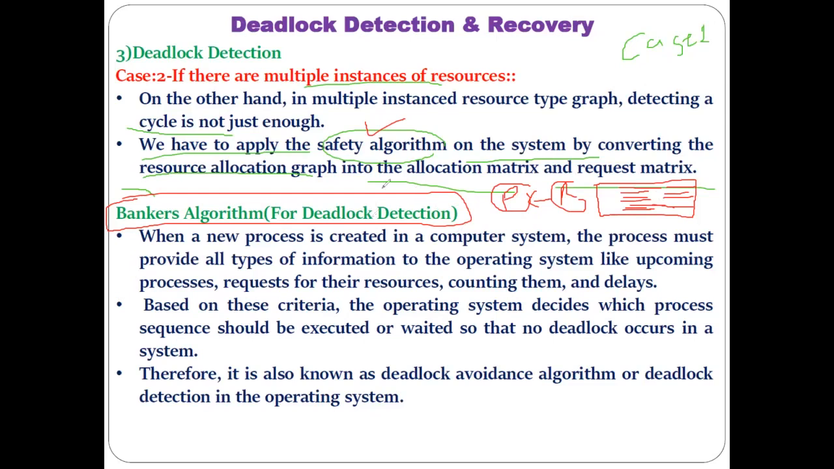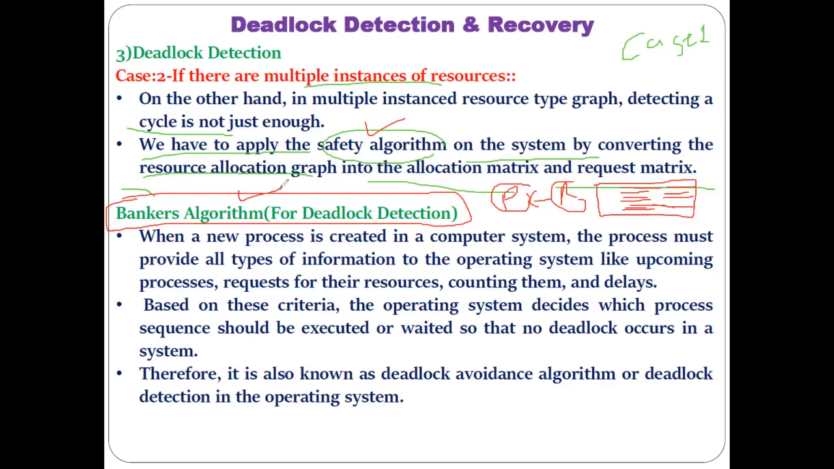So the banker's algorithm can tell us, by allocating some resource to the process, whether our system will remain in the safe state or the unsafe state. That particular information is given by the banker's algorithm. So if by allocating some resource to the process the system remains in the safe state according to the banker's algorithm, then the banker's algorithm permits the allocation of the resource to the process.